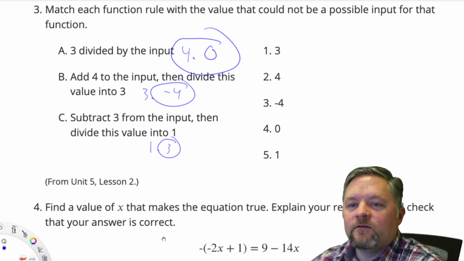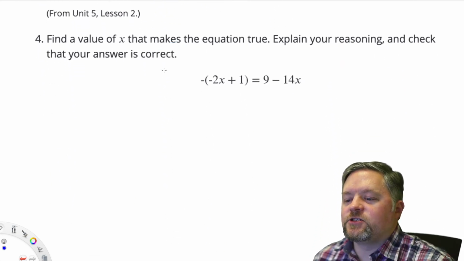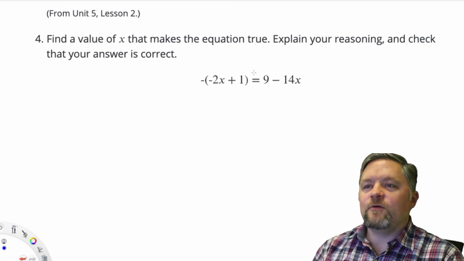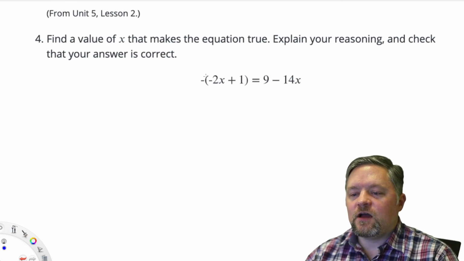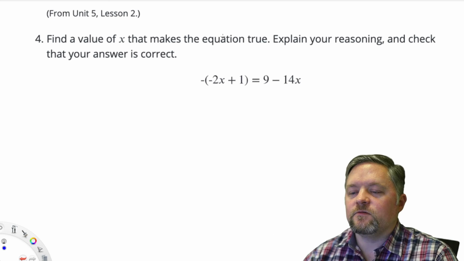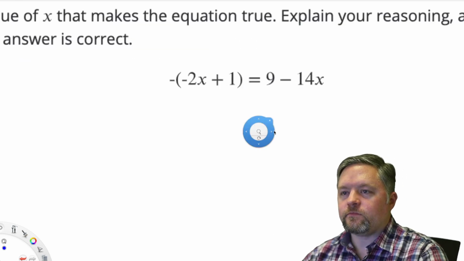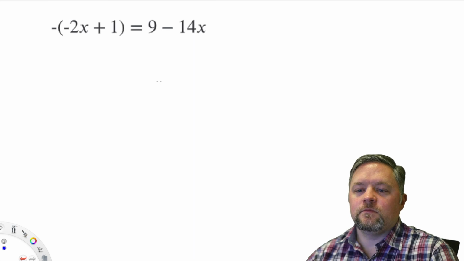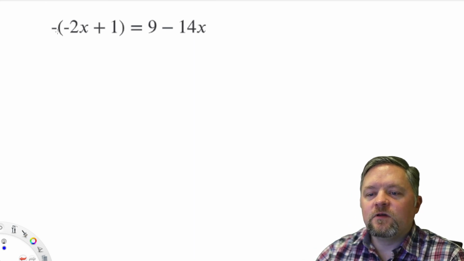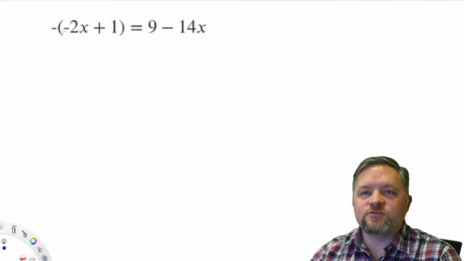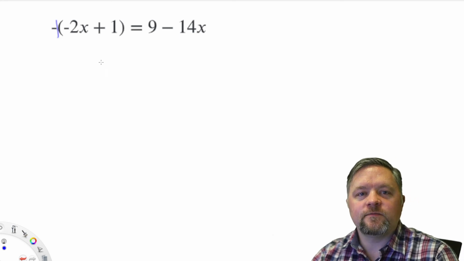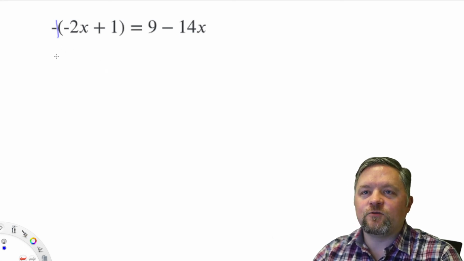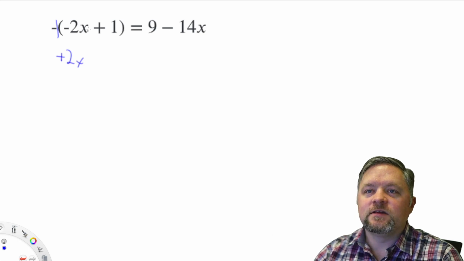Okay. Find a value for x that makes this equation true. We all love solving equations. So what are we going to do first? I see parentheses, so let's distribute. If I'm going to distribute, all I've got here is a negative sign. What am I going to distribute? Well, if there is no number there, it is implied that the number is 1. Negative 1 times negative 2x is positive 2x. Negative 1 times 1 is negative 1.